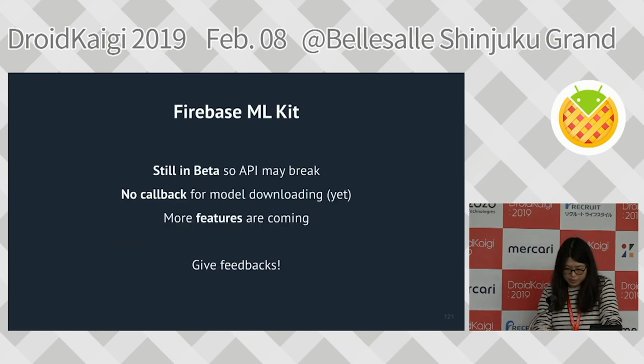application operations. Firebase ML Kit is still in beta, so the API keeps changing. Every two weeks or every two months, when they release a new version, I find the package name changed, or the way to use the API changed. But they're really taking feedback, so don't hesitate to do a pull request and give them feedback. Currently, there are no callbacks for model downloading, so you don't know if your model download was successful or not, but it just falls back to your local model source.